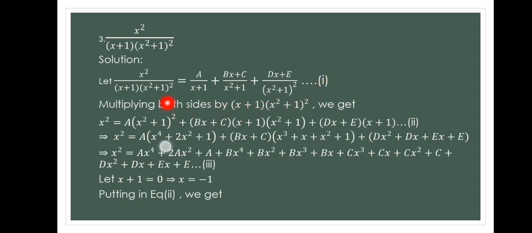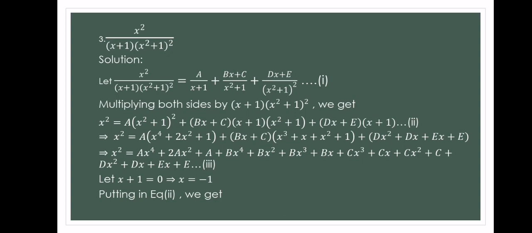by writing that x square by (x plus 1) into (x square plus 1) whole square is equal to A by x plus 1. The first factor was the linear one, so in the numerator we introduced an unknown constant term and we are going to find out its value. A divided by x plus 1 plus, since the other factor is the quadratic repeated one, first we will write it in the denominator as power 1 and then as power 2, and in the numerator we will introduce the linear polynomials. One is bx plus c and the other one is dx plus e.